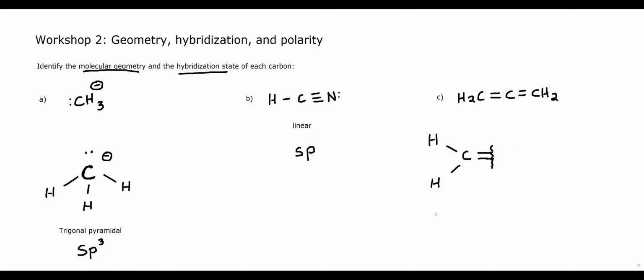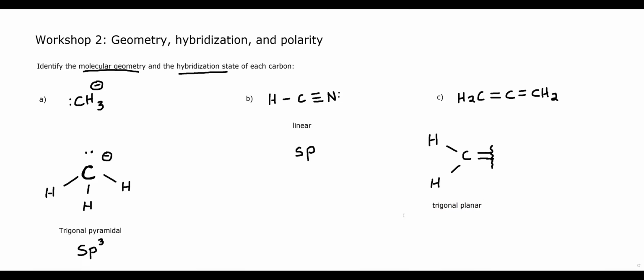This carbon has three things connected to it. How do three things spread out around a sphere as evenly as possible? Well, they become coplanar and they spread out 120 degrees. So they're all in the same plane, 120 degrees apart, which would be trigonal planar. Trigonal planar.